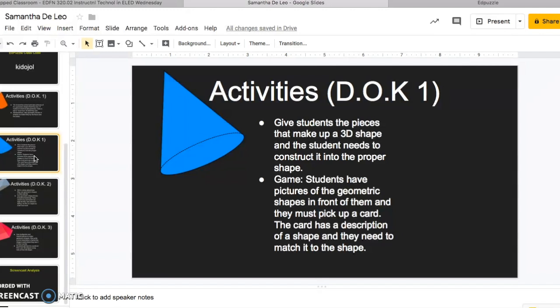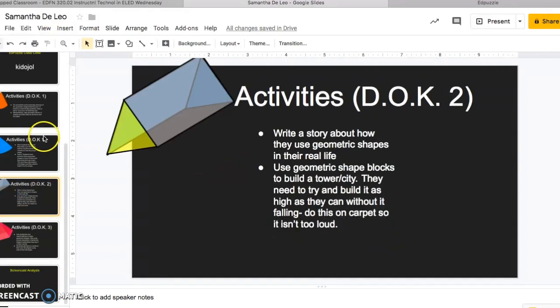And the next would be a game where they will have pictures of geometric shapes in front of them, or actual shapes, if we have that available, like little blocks or something, and they can look at them. The students have a stack of cards. They pick up a card, and each card has a description of what the shape would look like. So if it was a cylinder, it would say 2 circular bases connected, and then they would have to find the picture or the block cylinder and match them with the description that they read.